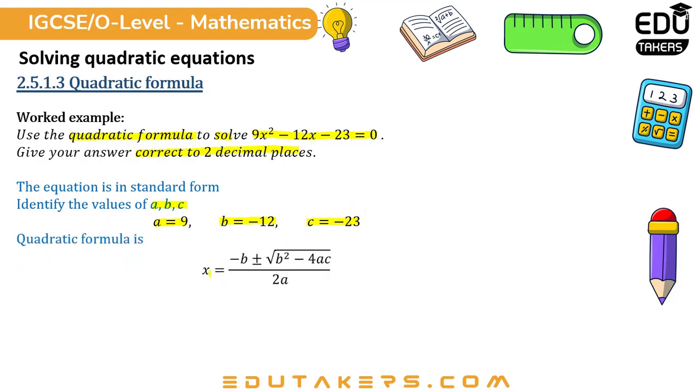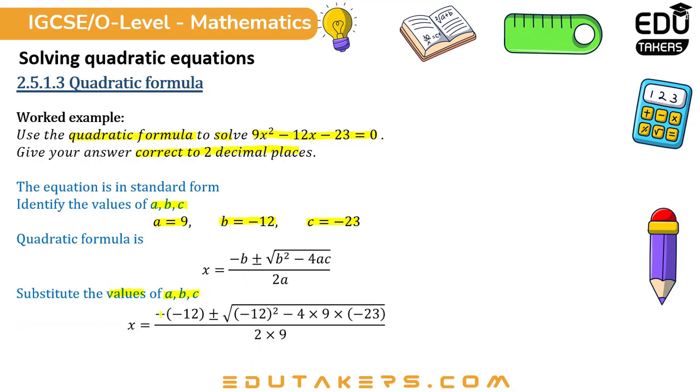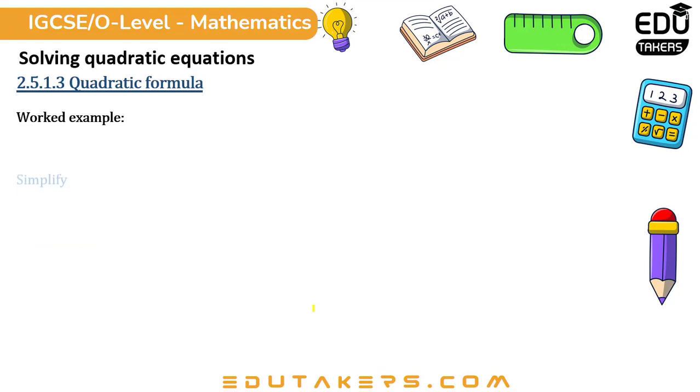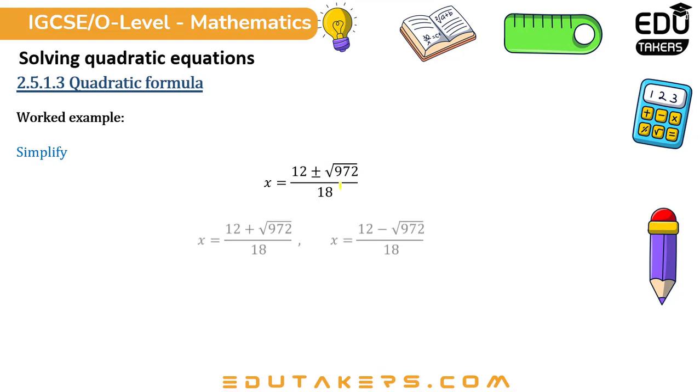The quadratic formula is x = (−b ± √(b² − 4ac)) / 2a. Substitute the values of a, b and c. So x will be equal to negative the value of b, which is negative 12, plus or minus the square root of (−12)² − 4 times 9 times −23, over 2 times 9. Now simplify it. It will be 12 ± √972 over 18.